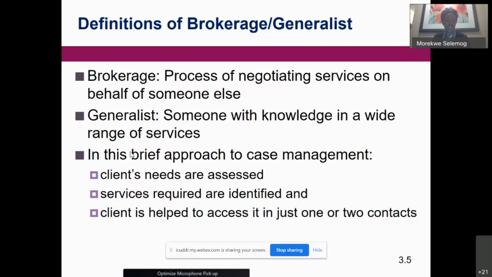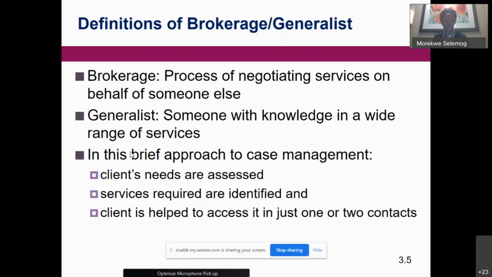The services required are identified. Very important for case managers. I know sometimes we identify services that a client actually requires. Important to note is that you should be knowing where those services are, because sometimes when we do assessment, we identify the services that one would probably need, but it doesn't necessarily mean we know where to actually refer. So as a case manager, you not only need to know the services that are required or identified, but where to actually access those services.